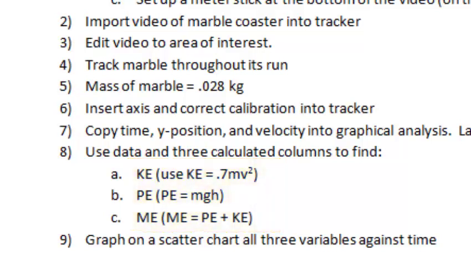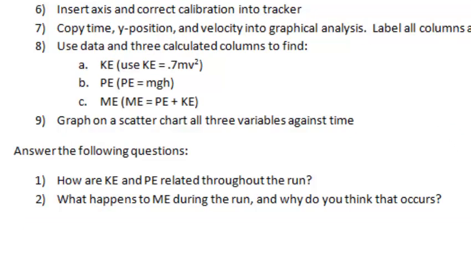We're going to have to be different with the kinetic energy. You're going to want to use 0.7 mv squared instead of 1/2 mv squared. That's because the marble is rolling, and we have to take into account rolling energy. After you get your 3 calculated columns, you're going to go ahead and graph them all against time. And then you're going to answer the following questions.